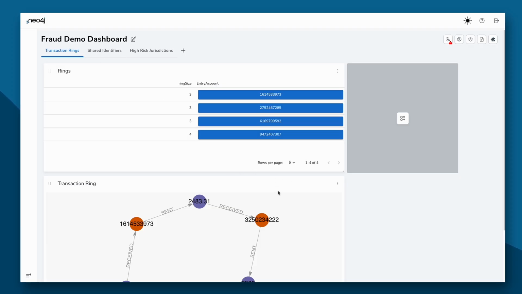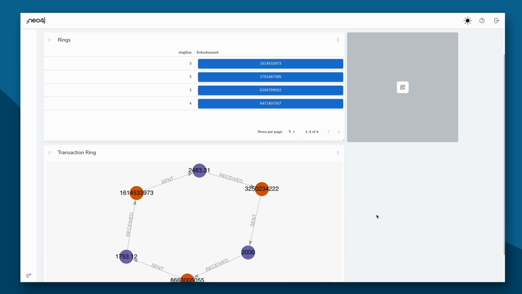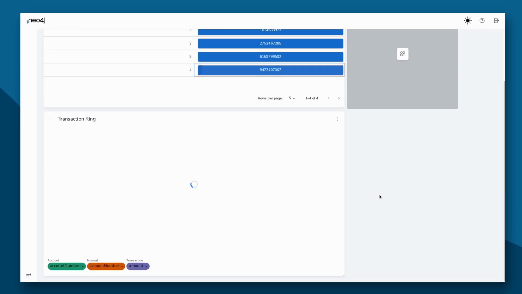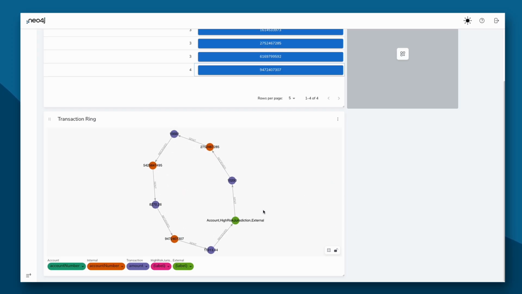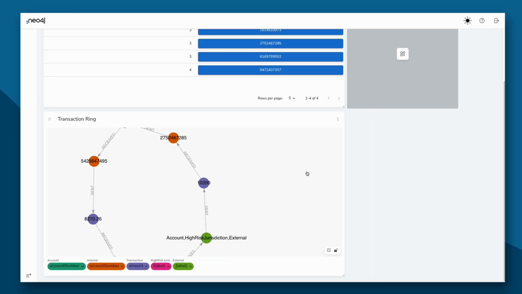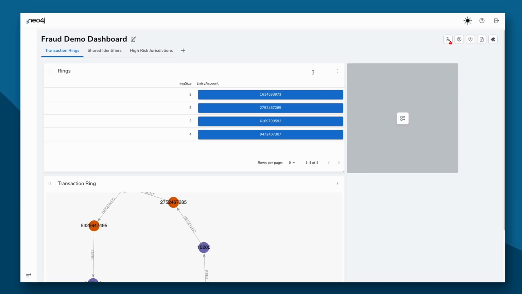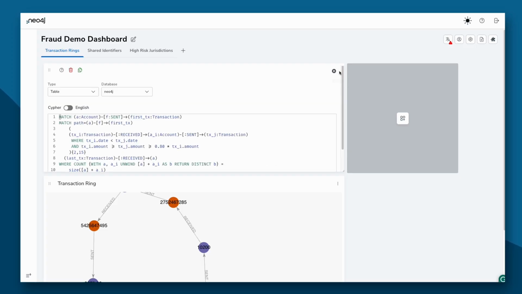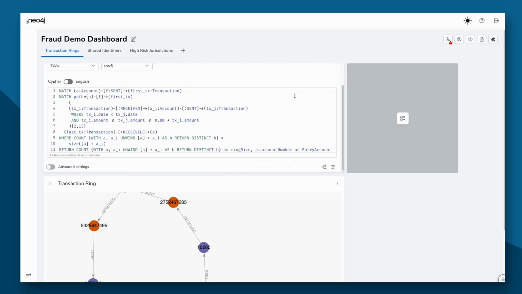You can see here we built a very simple dashboard where we've exposed some rings up on the top where we have the account number and the ring size. And then down on the bottom, we can investigate and see those rings. Just to show you the results here, we can see a ring and we can explore the transactions and we can look at the accounts and explore them in the dashboard. Let's look at the query behind this and look at how simple this is compared to what we might have to do in a traditional solution.